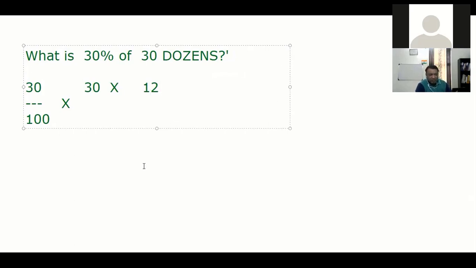So we have to find 30% of 30 dozen. 30% means 30 by 100 of 30 into 12. 10 goes with 10. What is remaining? 3 into 3 into 12. It is not 360. How much is 3 into 3 into 12? 108. So 30% of 30 dozen is 108. Getting it?